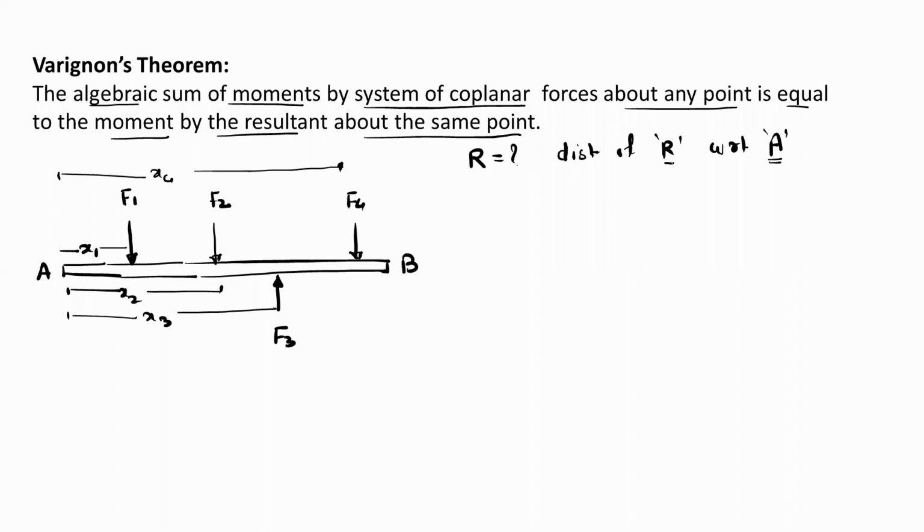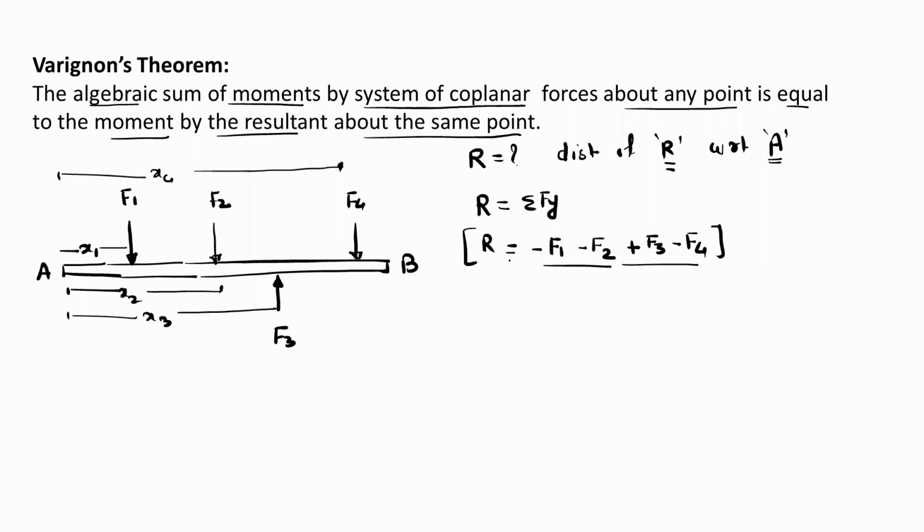To find the resultant distance, we can use Varignon's theorem. First, the resultant we can find by using summation Fy only, because there is no force in the x direction. So only the R value is summation Fy. This is equal to minus F1 minus F2 plus F3 and minus F4. So this is your resultant R. Right now we are discussing the general case. And the distance D for the resultant we can find by using Varignon's theorem.